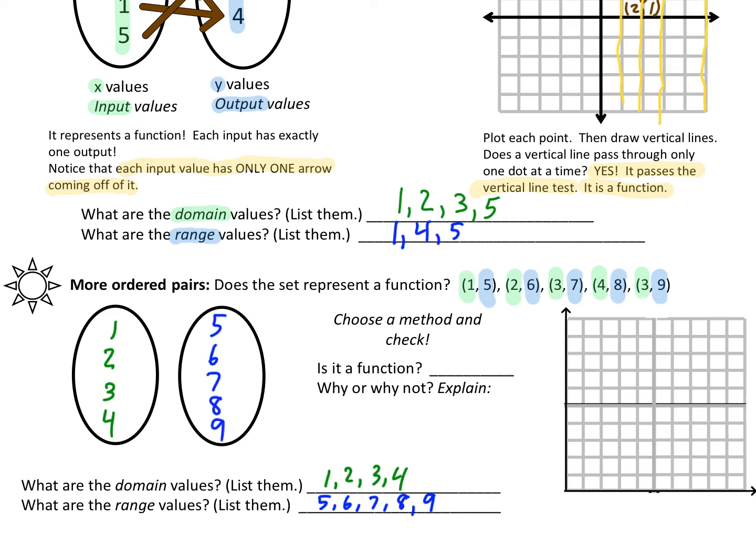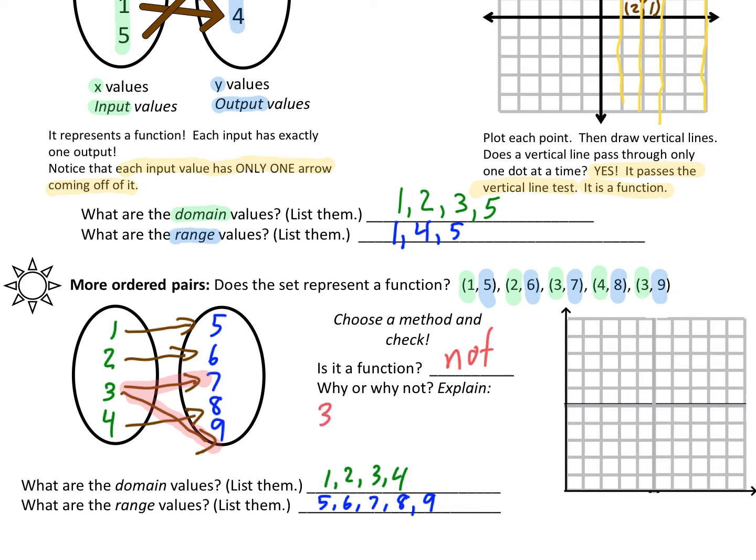Now that we've done that, we can draw our arrows connecting each input to its corresponding output. So 1 is 5, 2 is 6, 3 is 7, 4 is 8, and 3 is 9. Notice how the input value 3 actually has 2 arrows coming from it. That means that this relation is not a function.